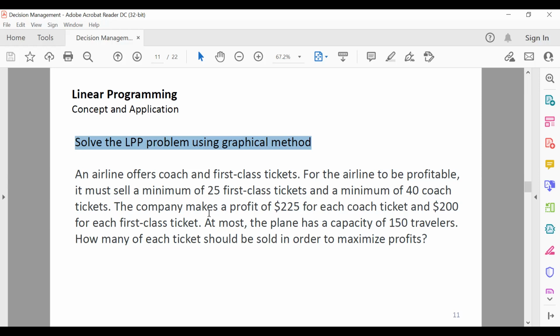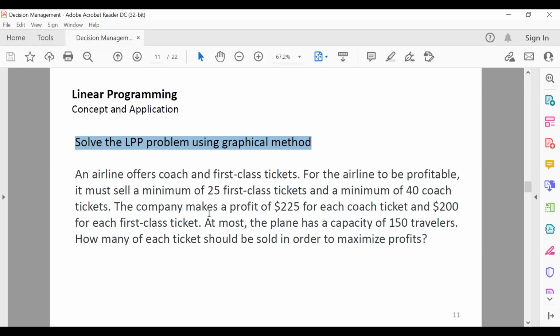The company makes a profit of $225 for each coach ticket and $200 for each first class ticket. Now, when they say profit, they don't say anything else. How much profit you have to make, minimum, maximum, nothing. So automatically you should be able to figure out that this is actually the objective, right? We will get clarity about it in the last sentence also. But from reading the line itself, you should be able to figure out this is not a constraint. If it is not a constraint, it must be the objective.